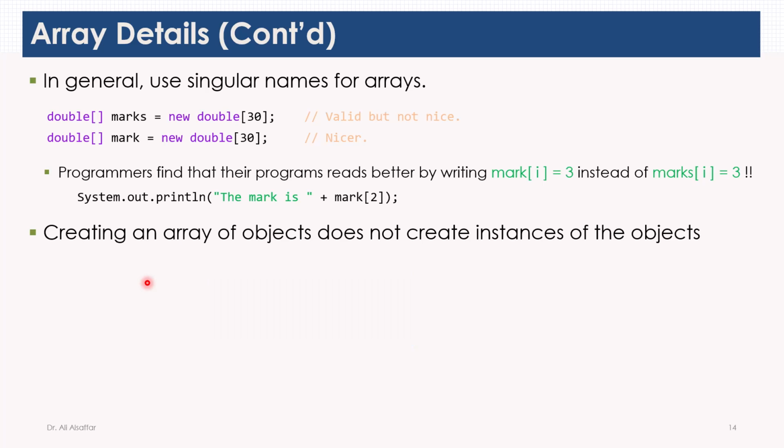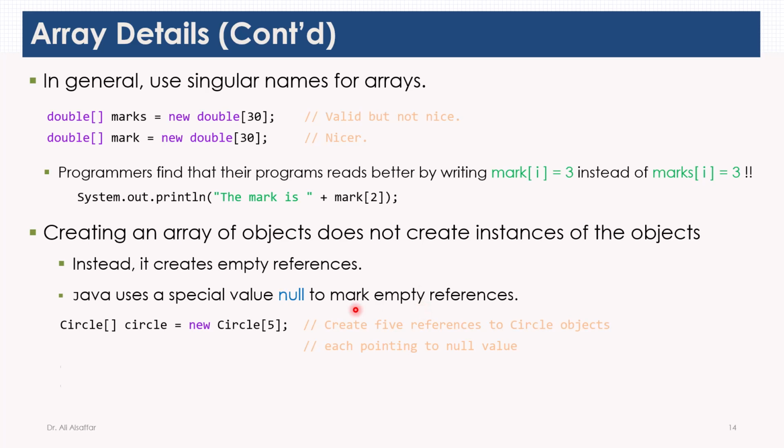Now, when you create an array of objects, it doesn't really create any instances of these objects. However, it creates only empty references of these objects. And in Java, empty references are referenced by a special value which is called null. Here is an example. We are creating 5 references to circle objects. But in fact, if you go to individual elements of this array, none of these elements is pointing to any object. So we are not creating 5 objects. We are just creating a place for 5 references.